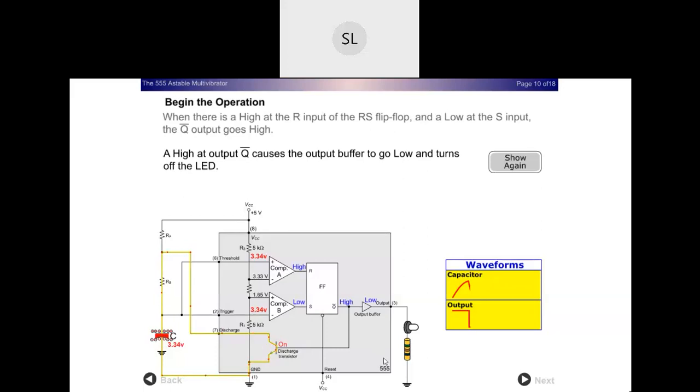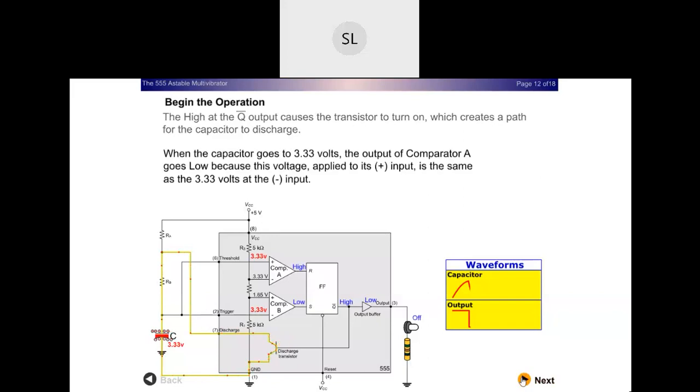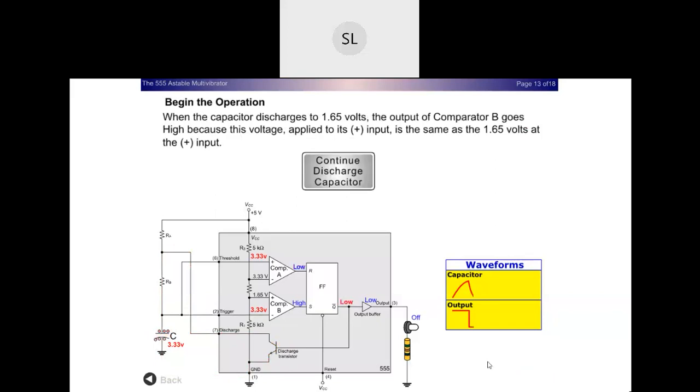Okay, so now see here, the capacitor will be discharging through this transistor Q and resistor RB. So what will happen now? The output of this upper comparator will be low. This discharge transistor will be in the high state, because of which the Q bar will be low.